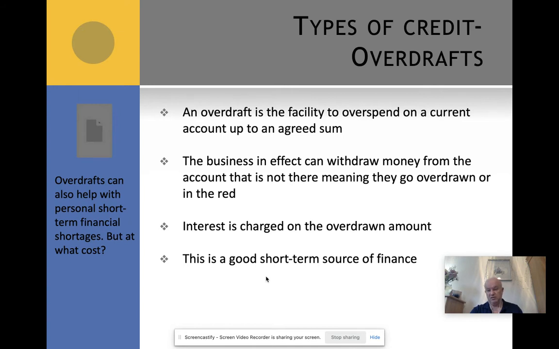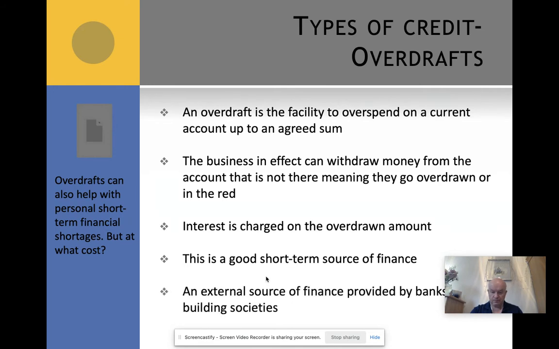If you keep going over your overdraft limit, you're going to get punished with penalty fees and all sorts of other stuff. But it is considered to be an external source of finance, and it's provided generally by banks and building societies. Generally speaking, you would only get an overdraft based on the fact that you've got an account with a particular financial institution, and if you've got a decent track record, then chances are that if in the short term you've got an issue that you need to cover, they will be willing to help you as far as that's concerned.